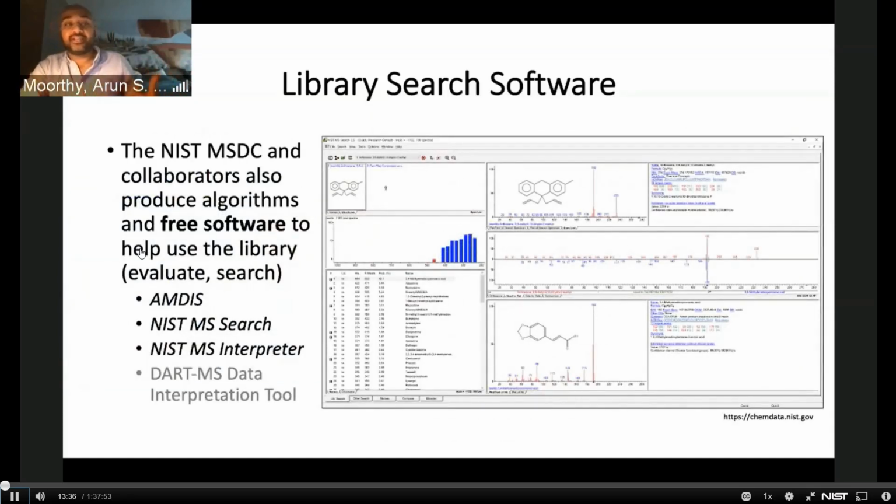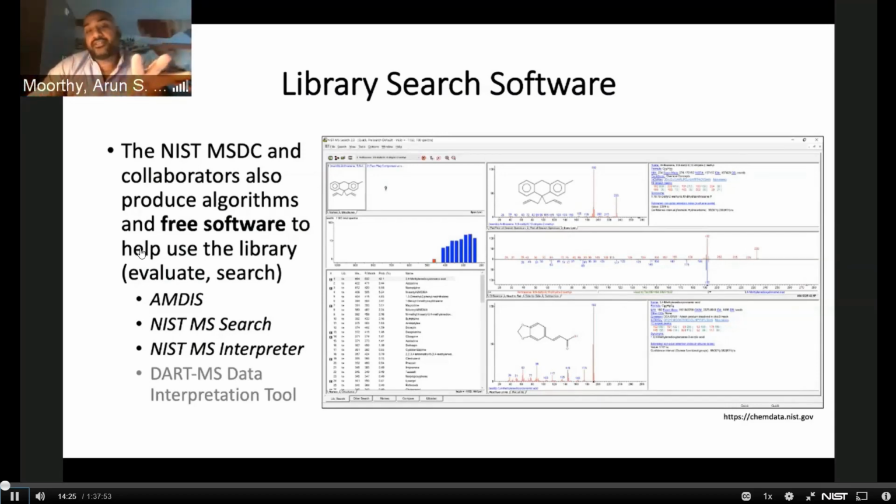Along with these big libraries of evaluated mass spectra, the NIST Mass Spec Data Center also produces several algorithms and free software to help you use these libraries. In particular, we produce AMDIS, which is the Automated Mass Spectral Deconvolution and Identification System, NIST MS Search, which is the screen grab you see right here, NIST MS Interpreter, and the DART Mass Spec Data Interpretation Tool, which again won't come in handy in this particular workshop, but it's good for you to know that we have that available as well. All of these software tools are free to download, and they're all available through chemdata.nist.gov.